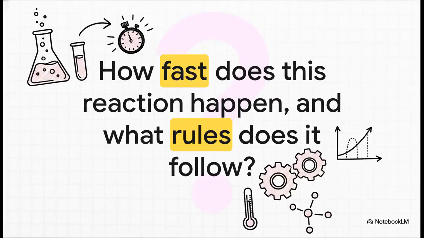Okay, every good investigation needs a clear mission. Ours has 2 parts. First, we've got to figure out the rules of the reaction, what chemists call the reaction order. This basically tells us how the speed of the reaction is connected to the concentration of our chemical. And second, we need to find the specific speed of the reaction, its rate constant. How fast is this thing really going?